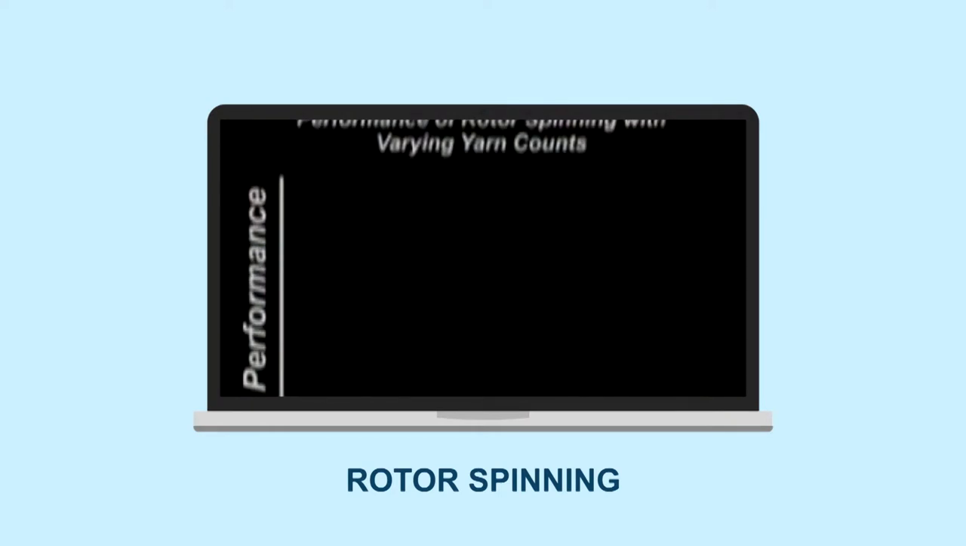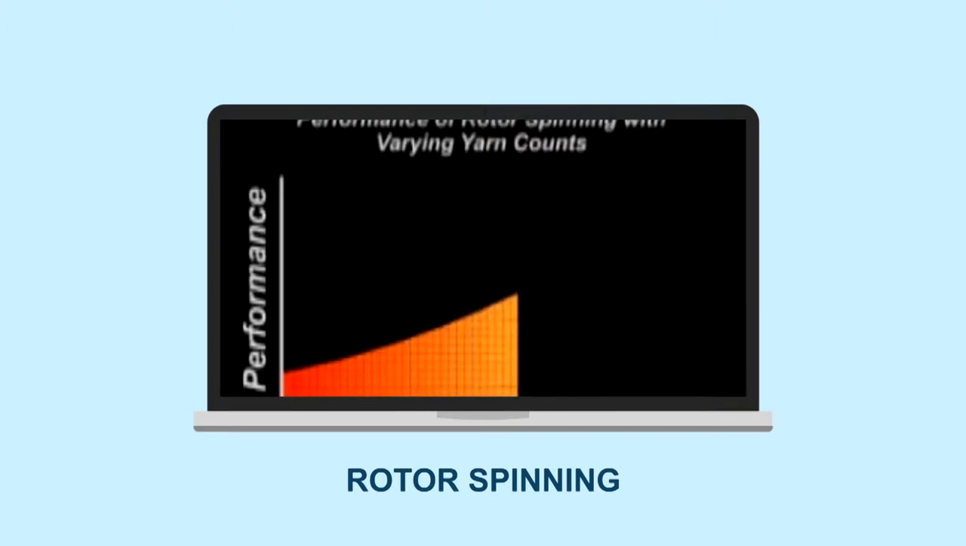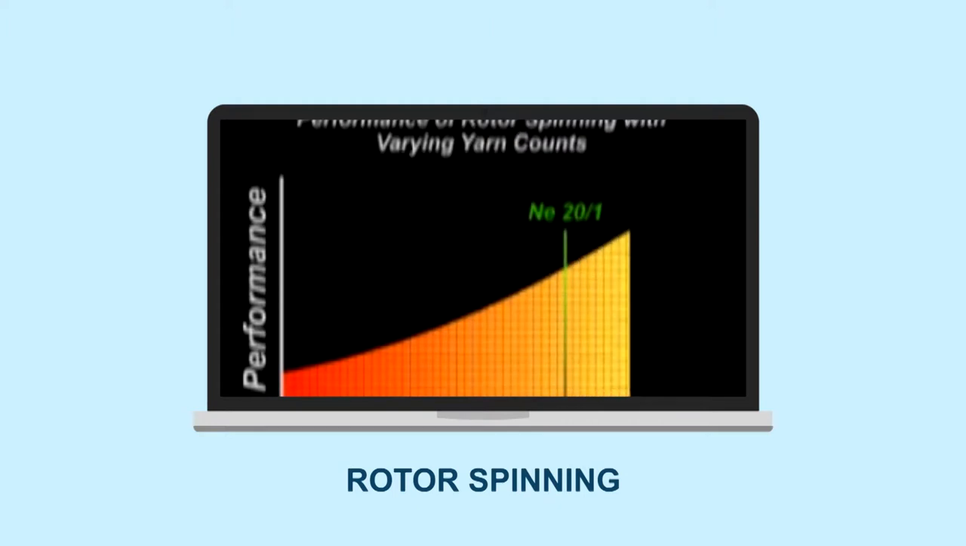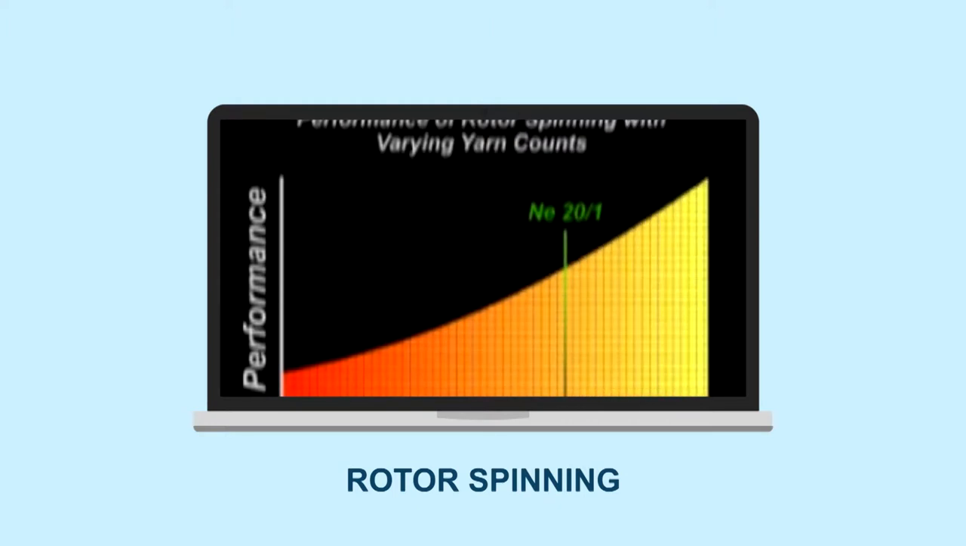Yarn count range is somewhat limited when compared to ring spinning. Rotor spinning doesn't perform well at much above number English 40 singles, and is really most productive in the yarn counts below number English 20 singles. More than 95% of denim yarn produced in the U.S. is made using rotor spinning.